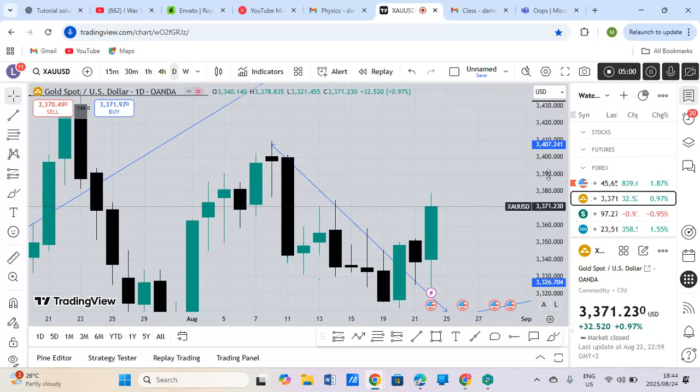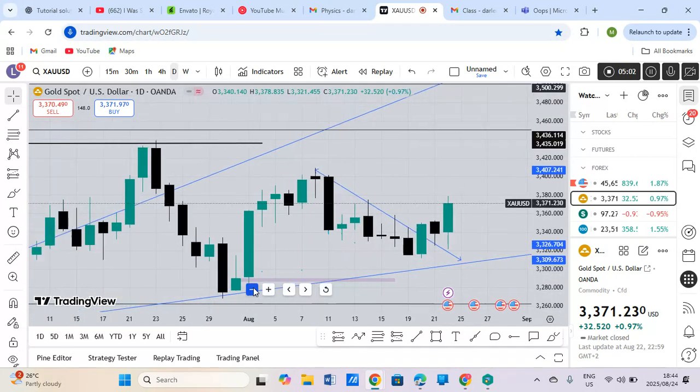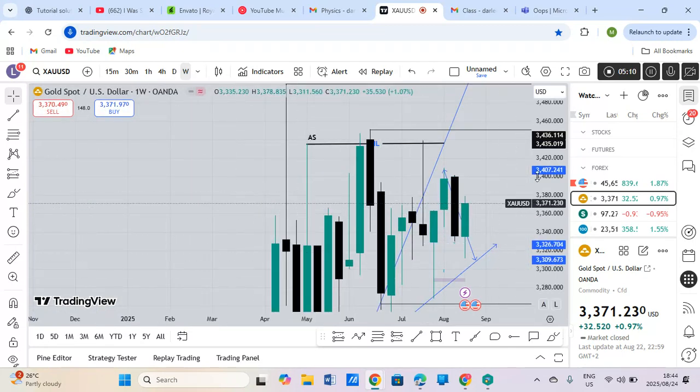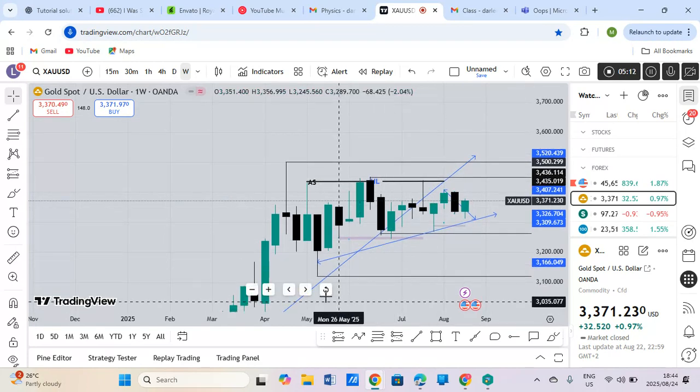So guys, already you can see on a daily time frame. Let me go back to my weekly time frame. I mistakenly did not identify these lines I've placed in here. Let me see if I'm able.